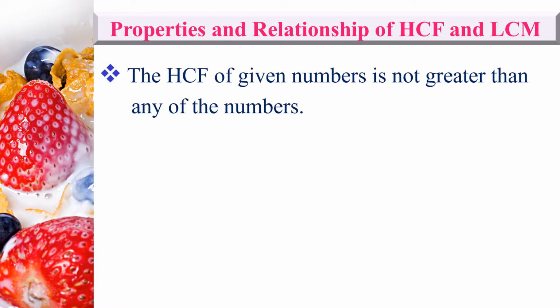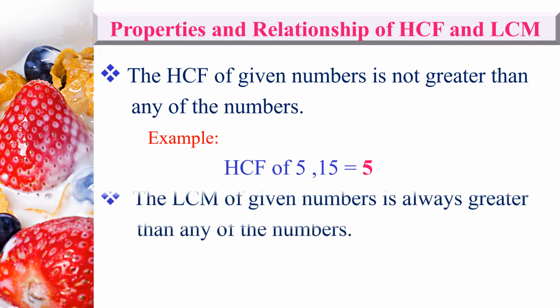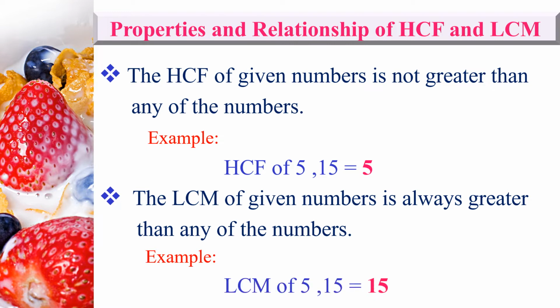First property, the HCF of given numbers is not greater than any of the numbers. For example, HCF of 5 and 15 equal to 5. Here, 5 is not greater than any of the numbers. The LCM of given numbers is always greater than any of the numbers. Example, LCM of 5 and 15. Here, 15 is always greater than any of the numbers.